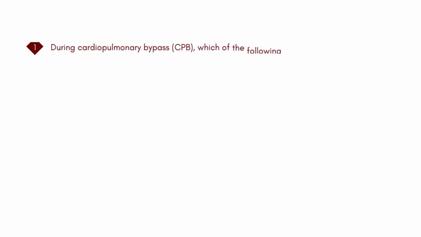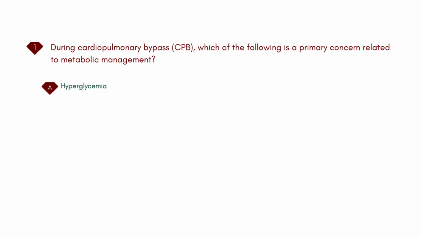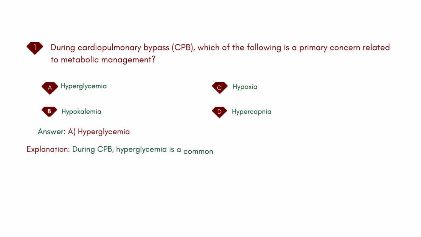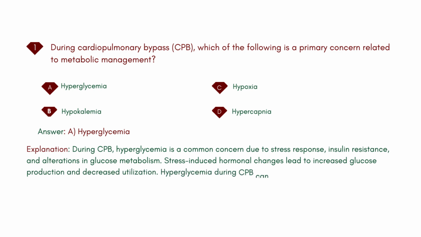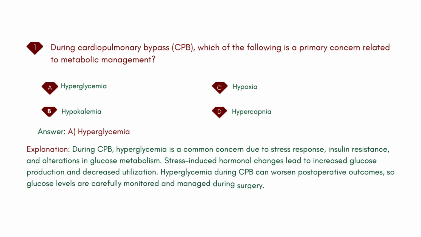During cardiopulmonary bypass, CPB, which of the following is a primary concern related to metabolic management? A. Hyperglycemia. B. Hypokalemia. C. Hypoxia. D. Hypercapnia. Answer: A. Hyperglycemia. Explanation: during CPB, hyperglycemia is a common concern due to stress response, insulin resistance, and alterations in glucose metabolism.